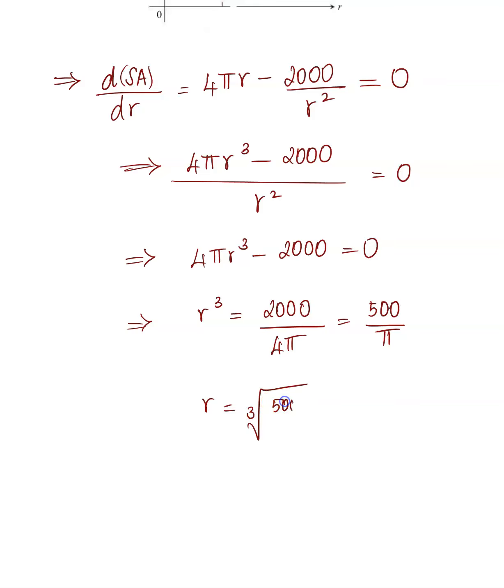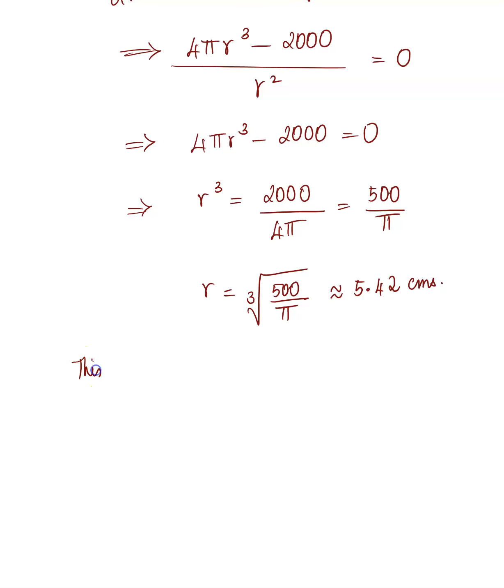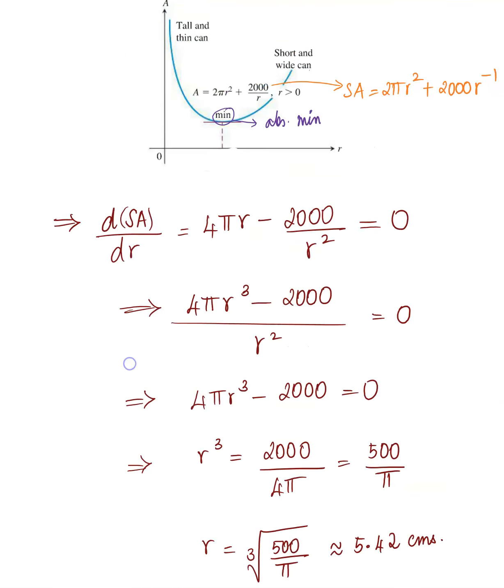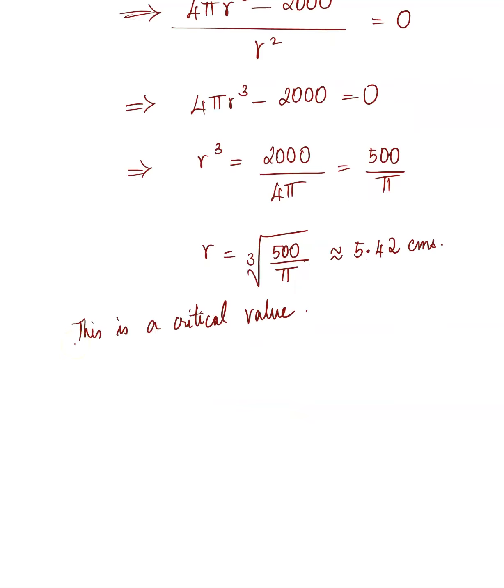We want r, not r cubed, so take the cube root of this. So the cube root of 500 over pi. If you use your calculator, this value comes out to be approximately 5.42. We assumed r to be measured in centimeters, so if you want, you can write that in centimeters as well. So this is a critical value, right? And it's definitely the interior. But here, because we don't have an endpoint, we're not really worried about it. We got a view of the graph, so we know this is the minimum value. The interior value should give us the absolute minimum.